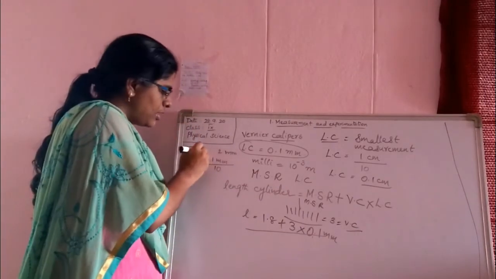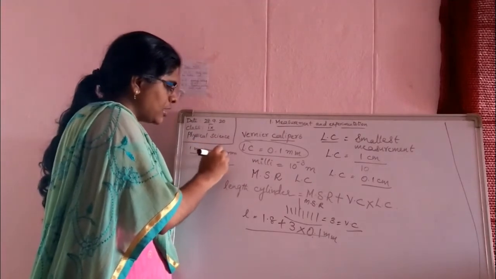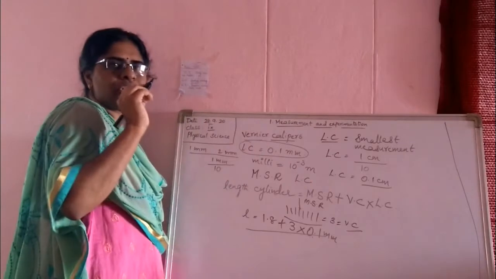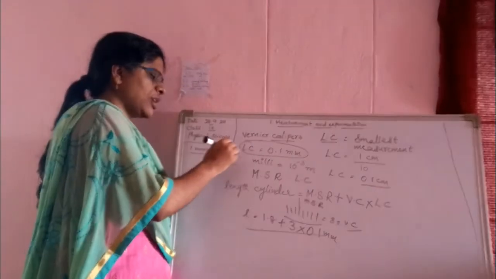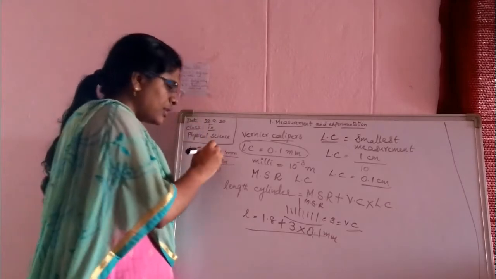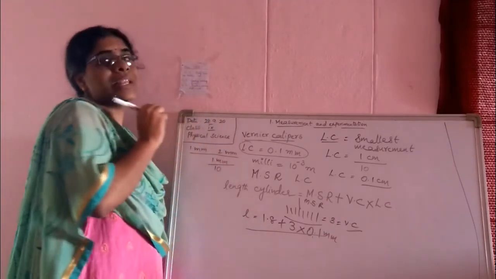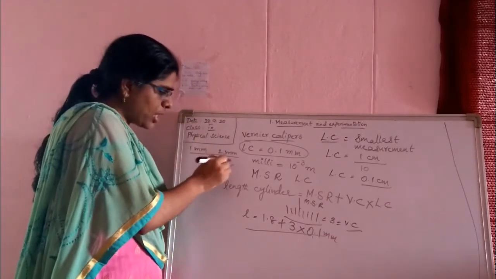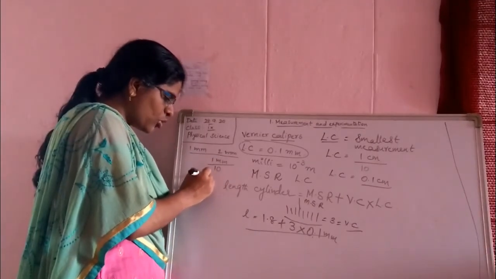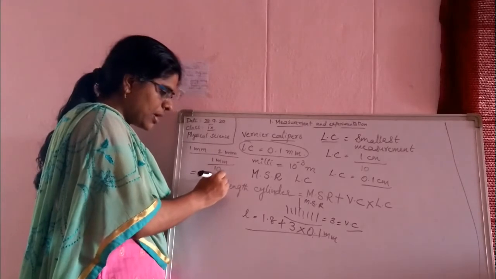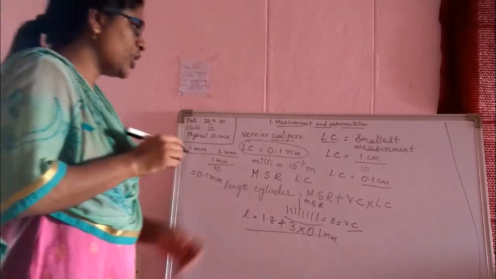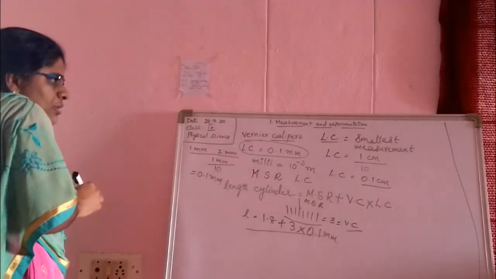Okay. The difference between each one is 1, 2 like this. Whatever you are seeing on your scale, the same thing will be seen on the MSR. Hence, the difference is in millimeters. Hence, 1 by 10 divisions, which will be 0.1 mm. This is the least count of your vernier calipers.